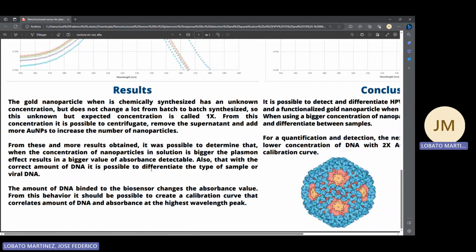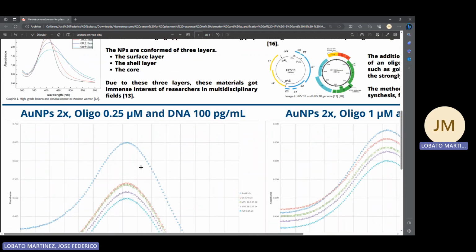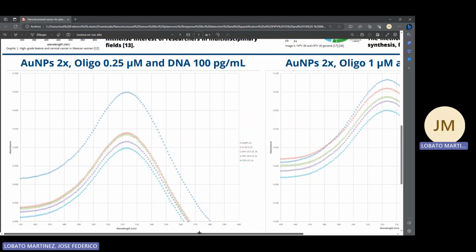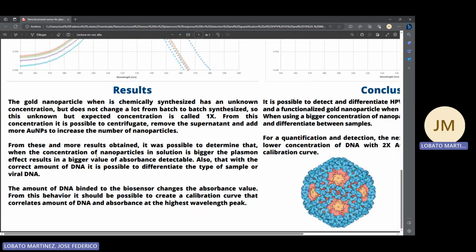From this and more results obtained, we change the gold nanoparticle concentration, the concentration of the oligo, and the DNA concentration. These are the best results that we obtain, and due to the size of the poster, we are only showing these 2 graphics. But well, from this and more results obtained, it was possible to determine that when the concentration of nanoparticles in solution is bigger, the Plasmon response effect results in a bigger value of absorbance detectable.